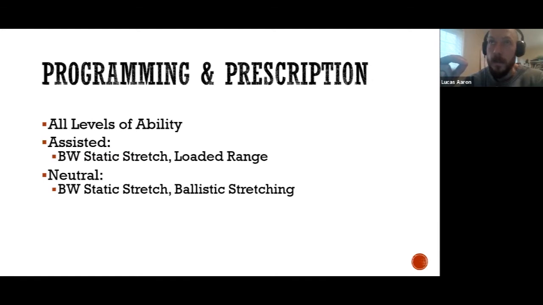So we can establish a baseline, establish some foundation ability in the pancake split, and then we can move into higher intensity movements and categorization of ballistic stretching in those positions as a neutral position. But now we're going to start using higher levels of intensity of momentum once we've established that foundation and baseline, and start using neutral positions to build strength into new range.